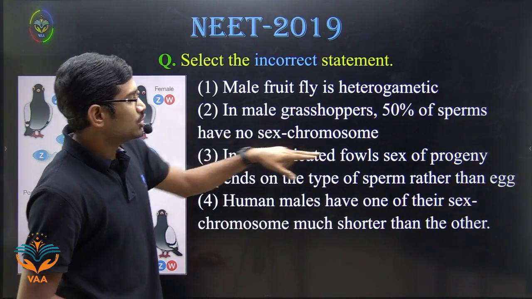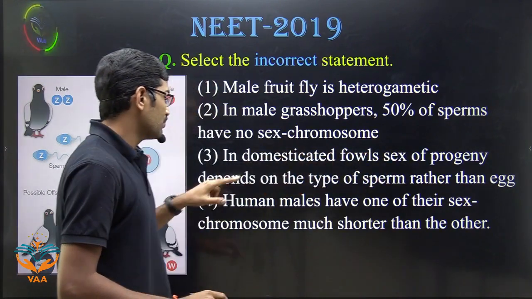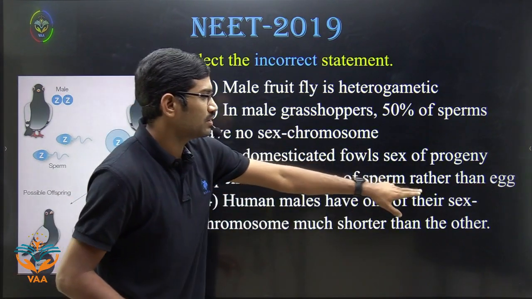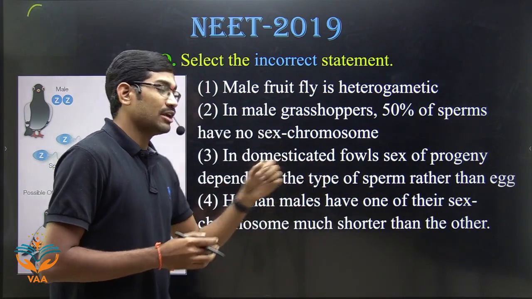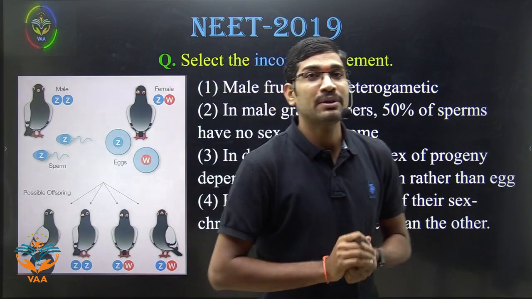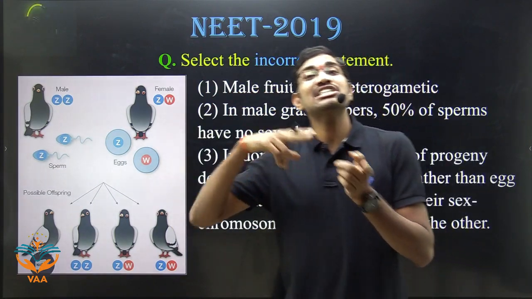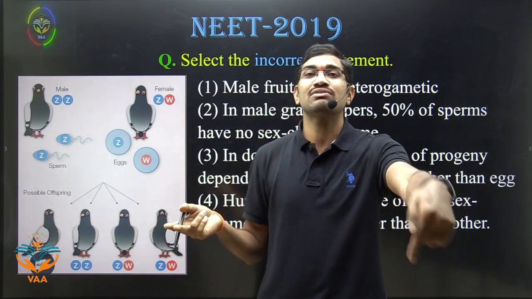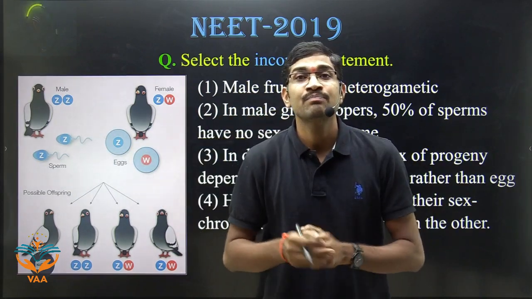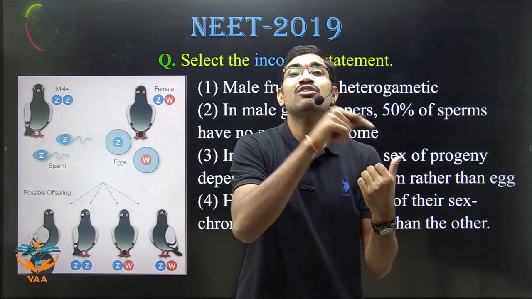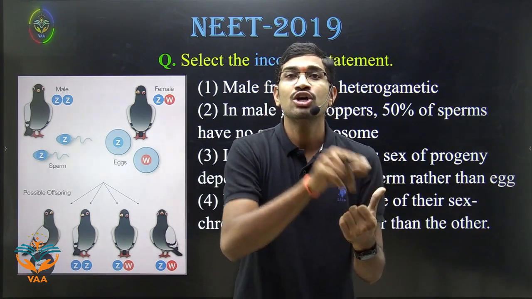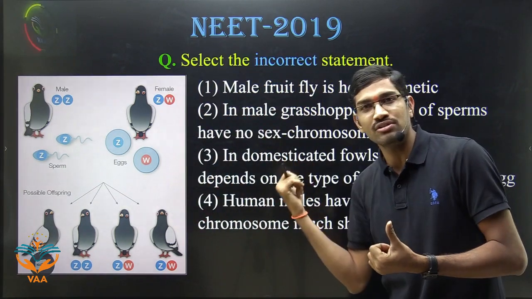Next one, in domesticated fowls, sex of the progeny depends on the type of sperm rather than the egg. So here what they are saying, it is dependent upon the sperm. See, when it will be dependent upon the sperm, if the male is heterogametic, then the sex of the next generation is dependent upon the male. Suppose the female is heterogametic, sex of the next generation is dependent upon the ovum or the egg. Yes or no? So here they are talking about the fowls, means birds.